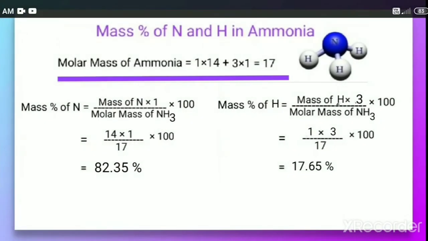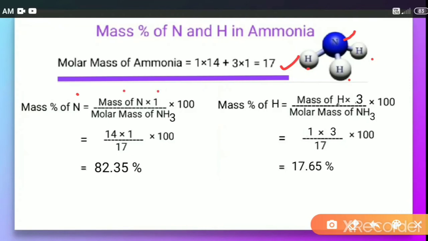Mass percentage of nitrogen and hydrogen in ammonia. We are familiar with the molecule ammonia, which has 1 nitrogen atom and 3 hydrogen atoms. We'll find out the molar mass of ammonia. We get 17. Now mass percentage of nitrogen we are finding out. Mass of nitrogen into 1. 1 because here only 1 nitrogen atom is there. Therefore into 1 divided by molar mass of ammonia into 100.